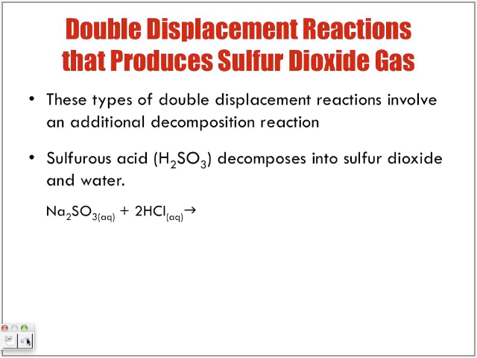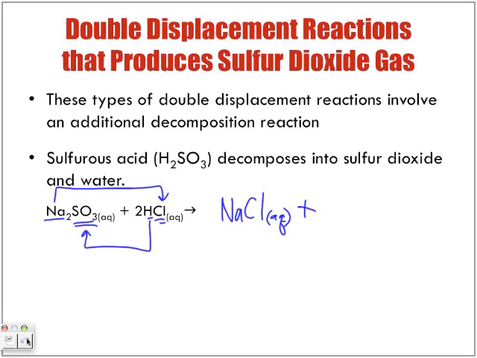So we've got Na2SO3, sodium sulfite, plus 2 HCl, hydrochloric acid. So we've got metal, non-metal, metal, non-metal. The metal is going to combine with the non-metal, and we have NaCl, aqueous, plus hydrogen with the sulfite to form H2SO3, right? Your sulfurous acid.